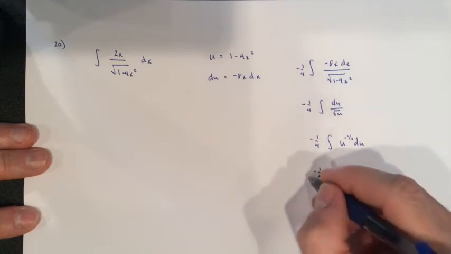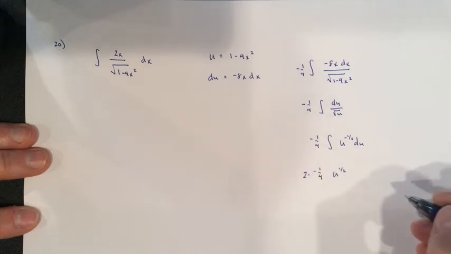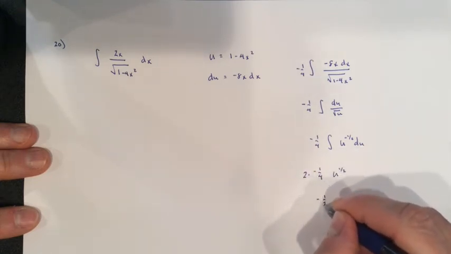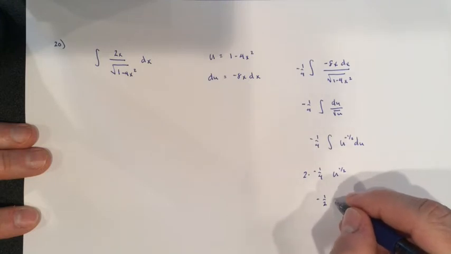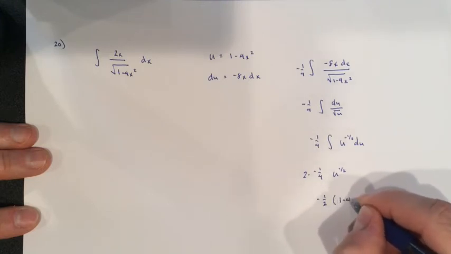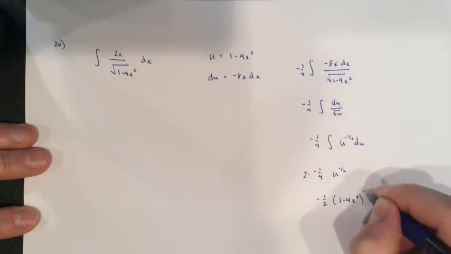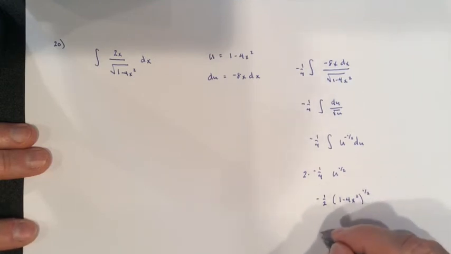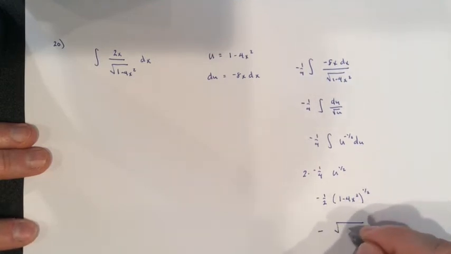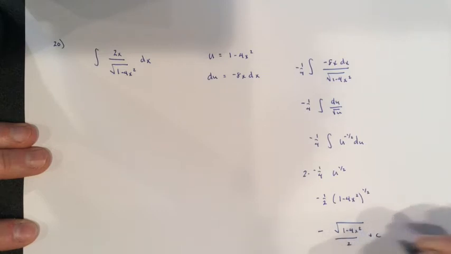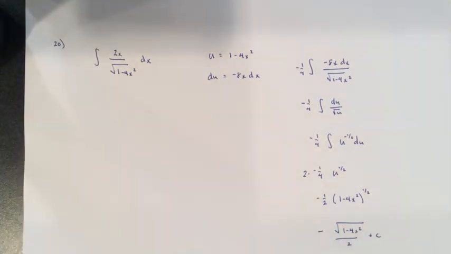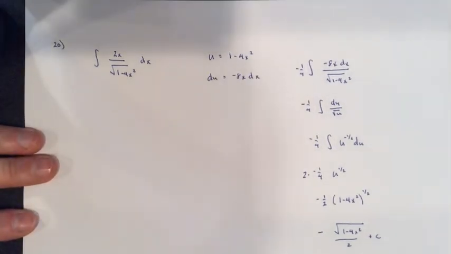And then dividing by half is the same thing as multiplying by 2. So then this is negative 1/2 u to the half, where u was 1 minus 4x squared to the half power. And so the whole answer should be negative square root of 1 minus 4x squared all over 2 plus some c. If you did it the other way, you're going to get the same answer. You're probably just going to have to do a decent amount of work to get there.